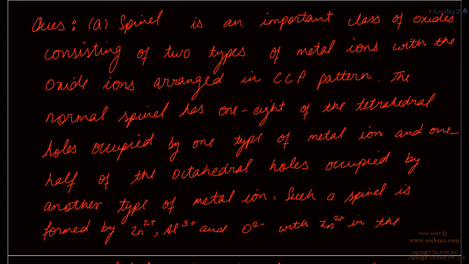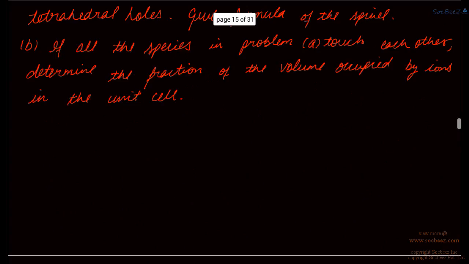Okay, so let's discuss another problem. The question says that spinel is an important class of oxides consisting of two types of metal ions with the oxide ions arranged in CCP pattern. The normal spinel has 1/8 of the tetrahedral holes occupied by one type of metal ion and 1/2 of octahedral holes occupied by another type of metal ion. Such a spinel is formed by zinc, aluminium and oxygen with Zn2+ in the tetrahedral holes. Give the formula of the spinel.